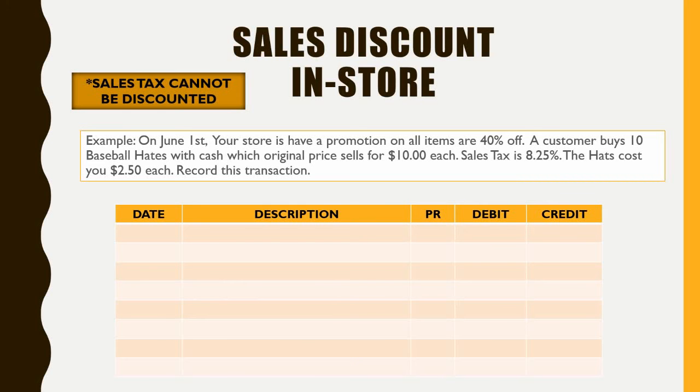Here on June 1st, your store is having a promotion where all items are 40% off. A customer buys 10 baseball hats with cash, which originally sell for $10 each. Sales tax is 8.25%, and the hats cost you $2.50 each. So let's go ahead and record this transaction.